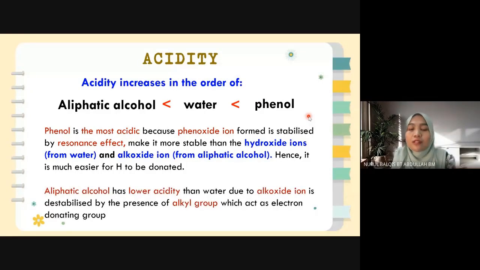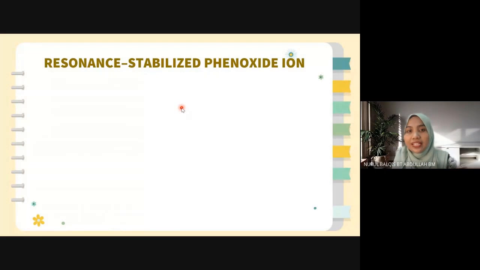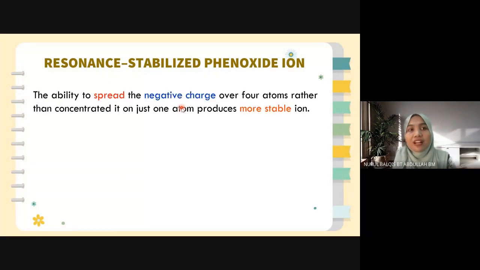Aliphatic alcohol has lower acidity than water due to alkoxide ion is destabilized by the presence of alkyl group which act as an electron donating group. Okay, water ni bukan dia tak ada yang donate elektron kat dia, tapi hanya hydrogen. Kecil lah compare to alkyl group. Okay, now yang ni yang saya nak tunjuk. The resonance stabilized phenoxide ion.